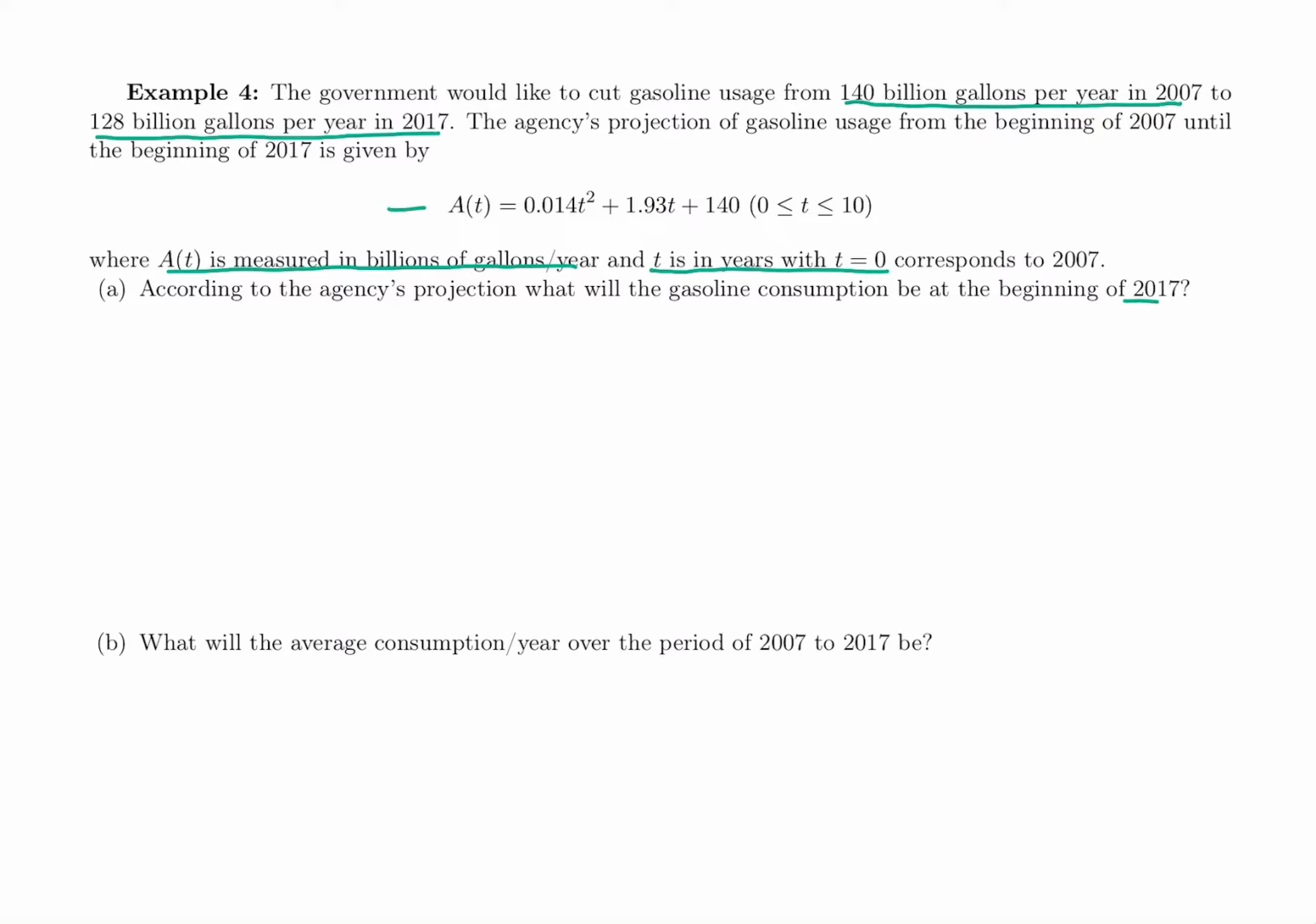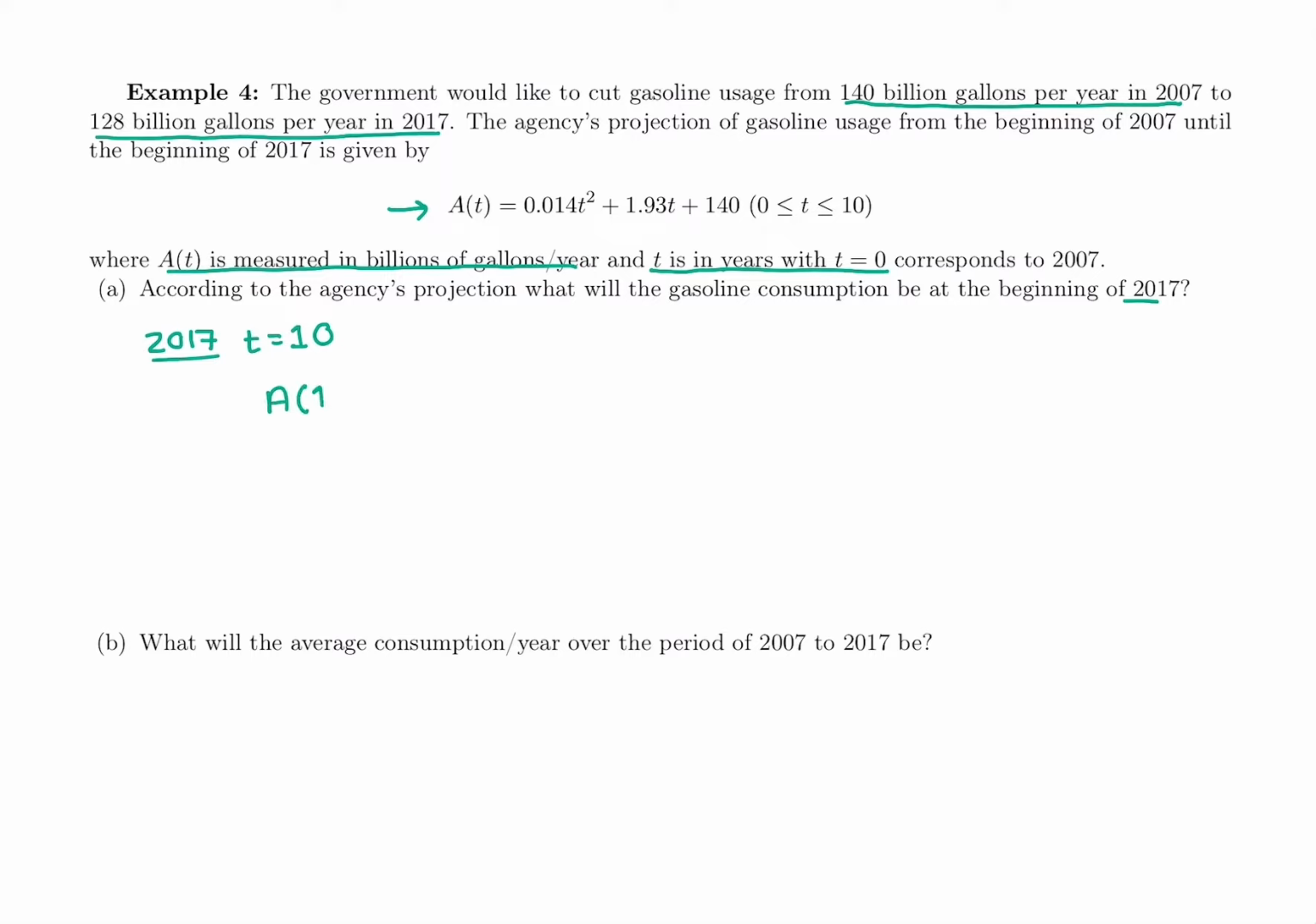Well, this is a pretty simple question. We're given this A of T, which tells us the predicted gasoline usage based upon whatever T year you plug in. So all we're asked to do is plug in and see what actually happened in 2017. They had a goal. They said, we want to be down to 128 billion gallons of gas, which still sounds like a lot, but there's their goal. And let's see how it actually turned out. So we're going to plug in for 2017, that is T equals 10. If 0 is 2007, 10 years later is 2017.